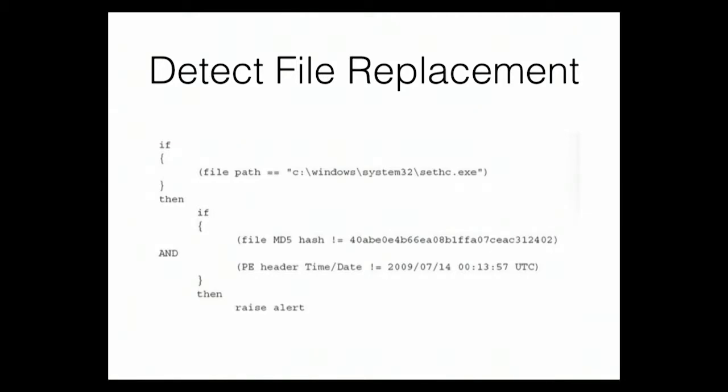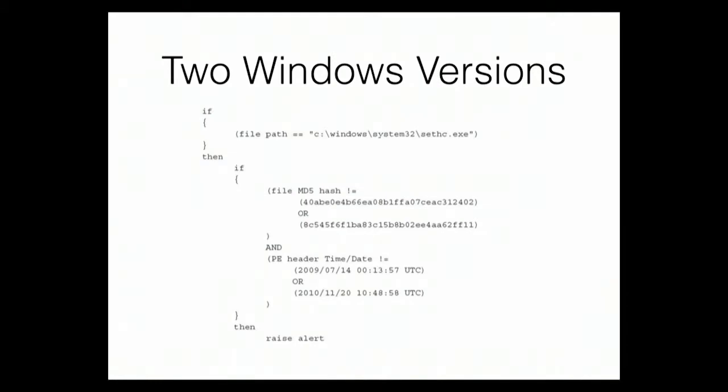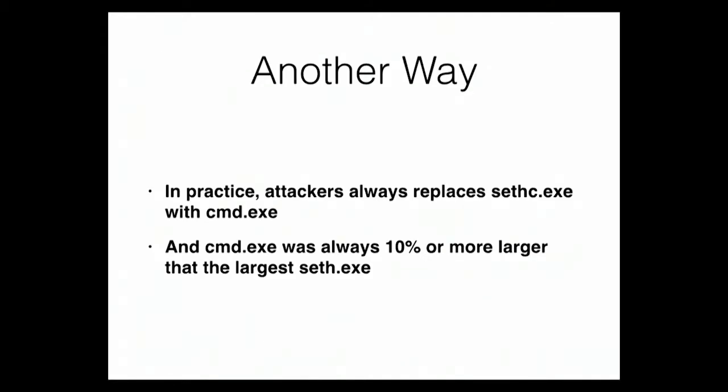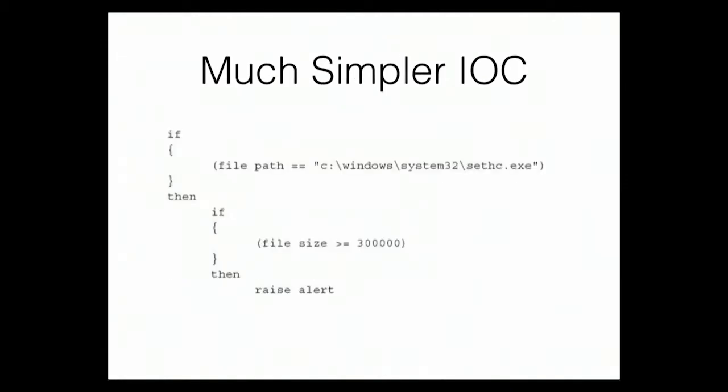So if the hash of sethc.exe is actually equal to the hash of cmd.exe instead, then you know it's infected. But there is more than one version of cmd.exe, more than one possible MD5 hash, so you could try listing all the reasonably close versions of cmd.exe hashes. But you might want to use something vaguer. One simple thing was that cmd is always bigger than sethc.exe. So that would be a much simpler way to do it.